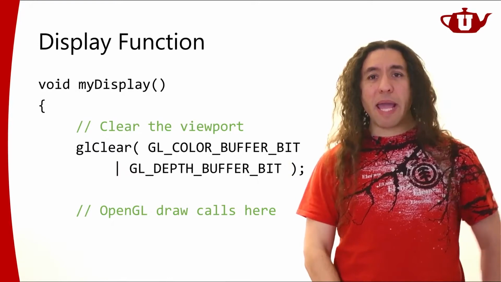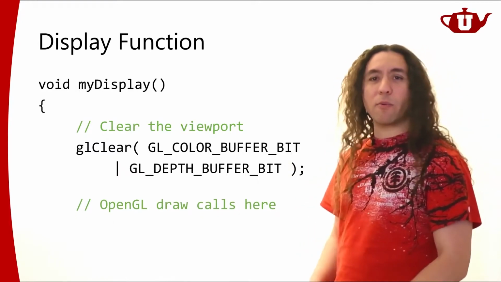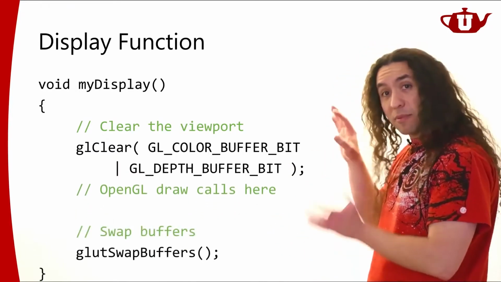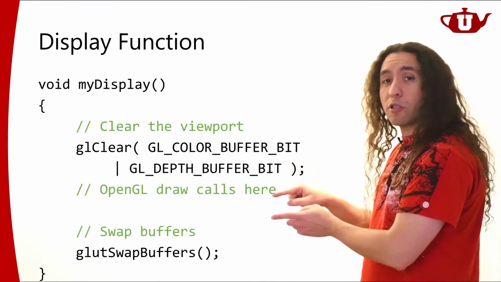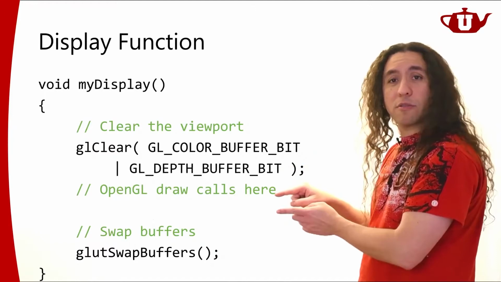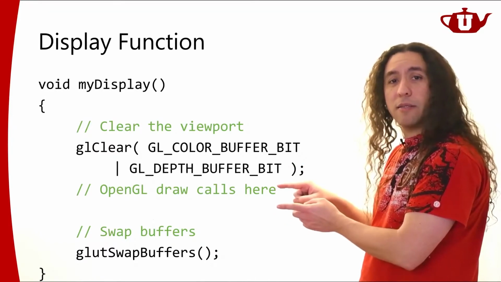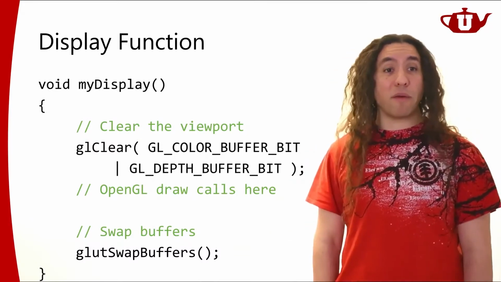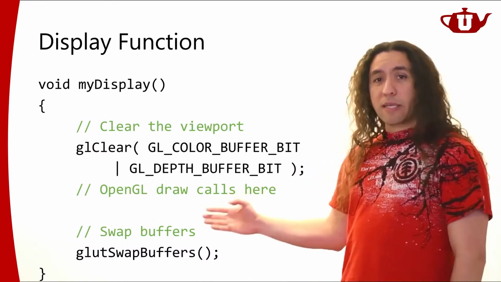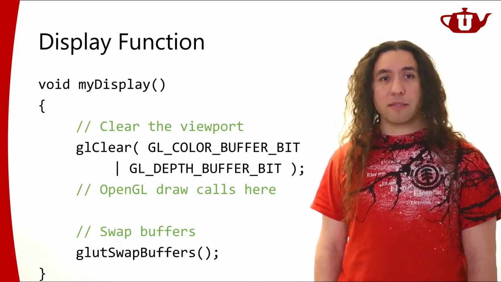But the main way that we're going to be using this in rendering is that we're going to be clearing the buffers. We're going to be doing all sorts of rendering in here, like drawing all sorts of triangles and whatever else is in our scene. And then finally, we're going to be calling this GLUT swap buffers. So this is basically telling GLUT that we're done drawing this image.